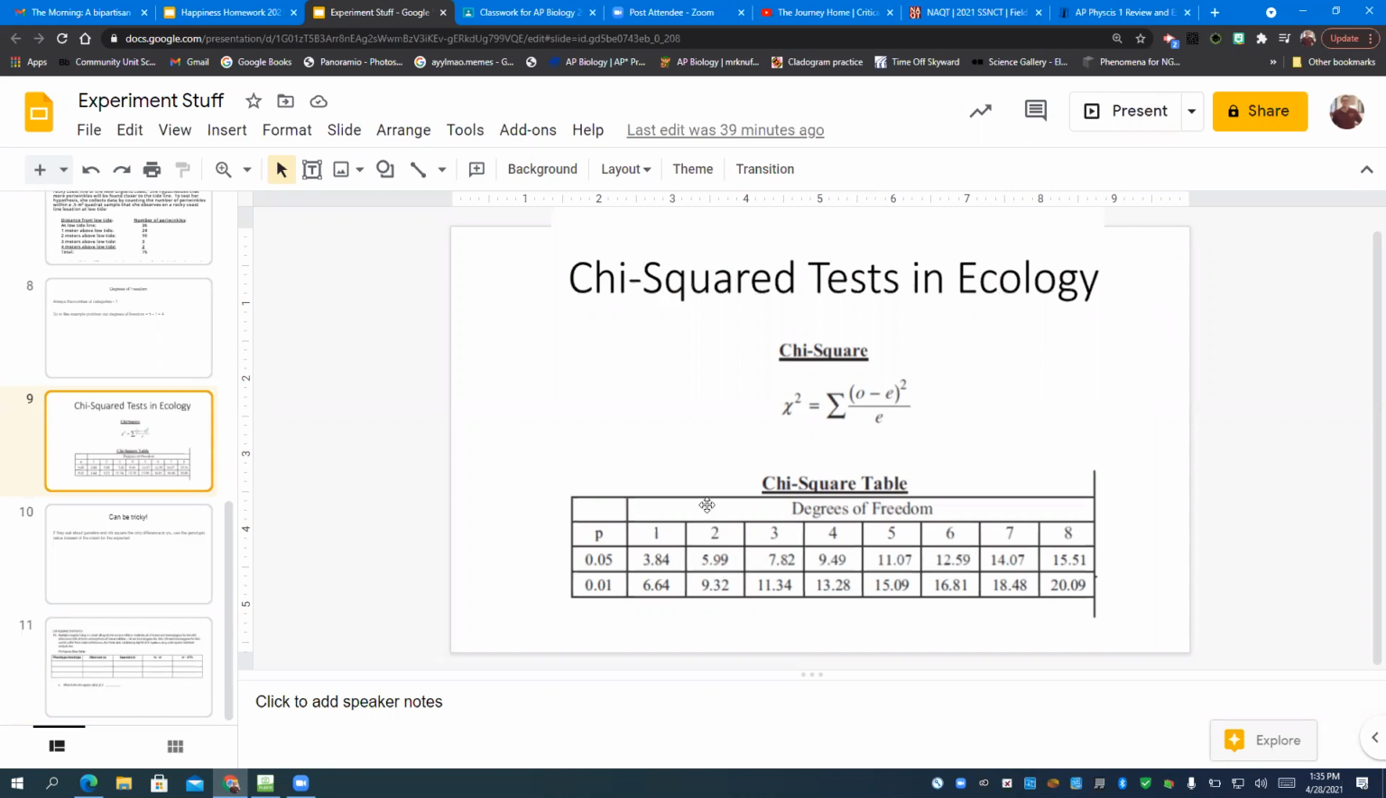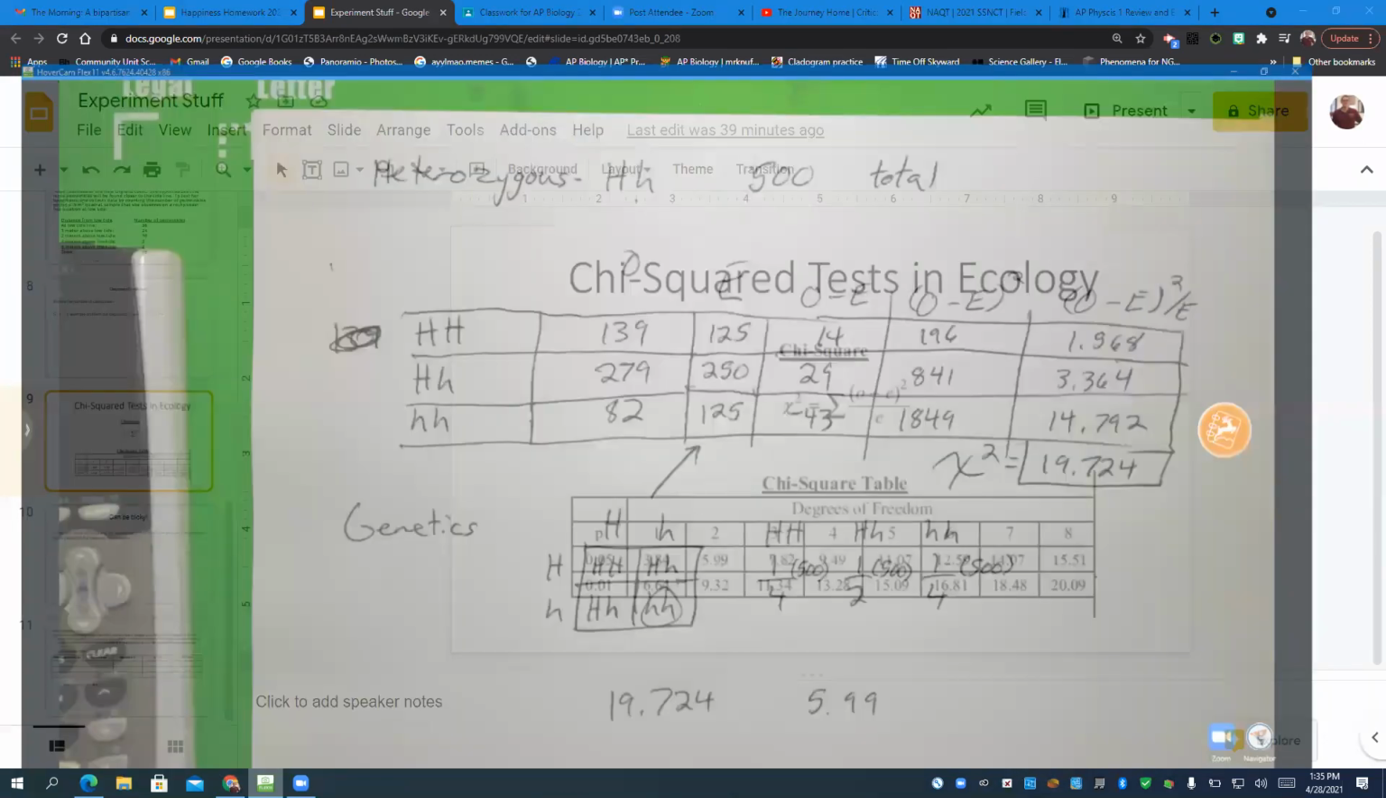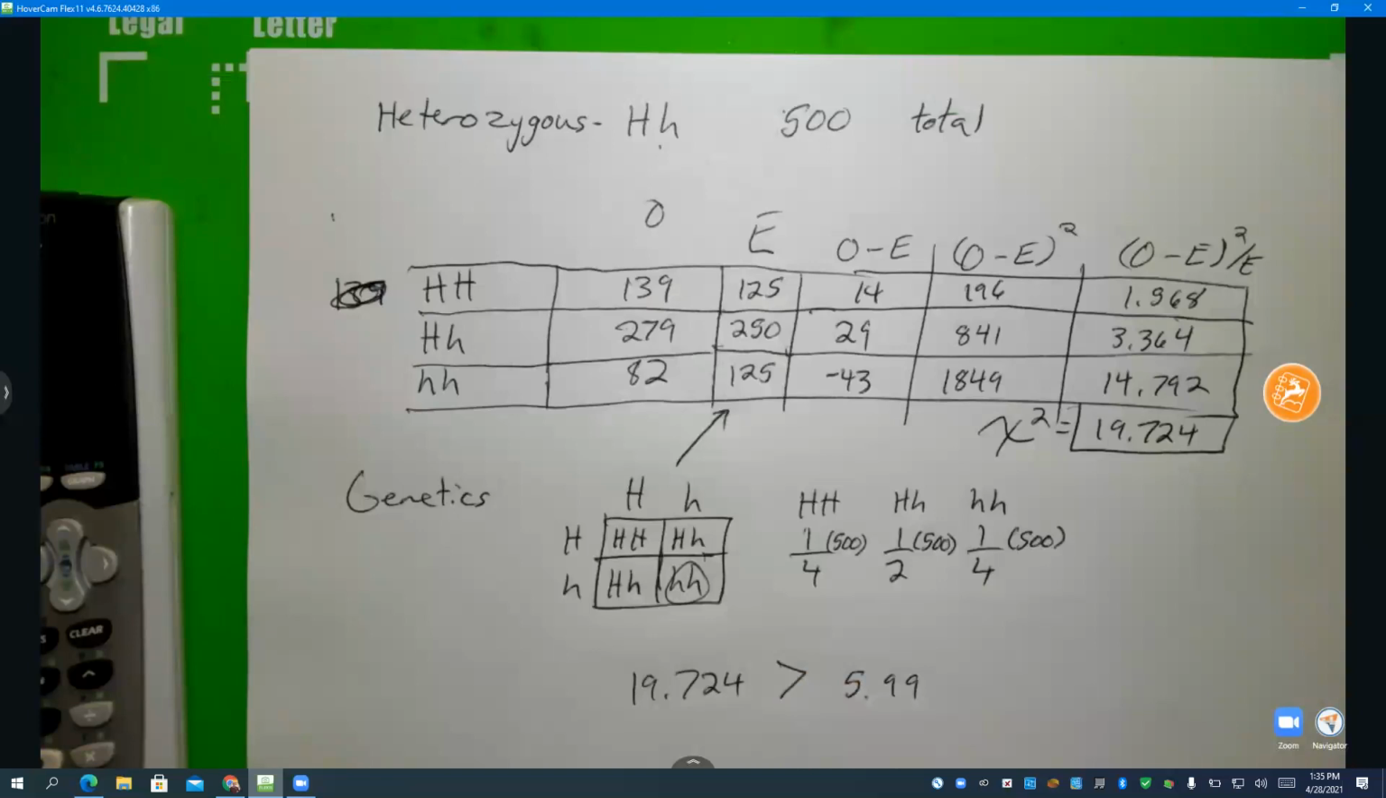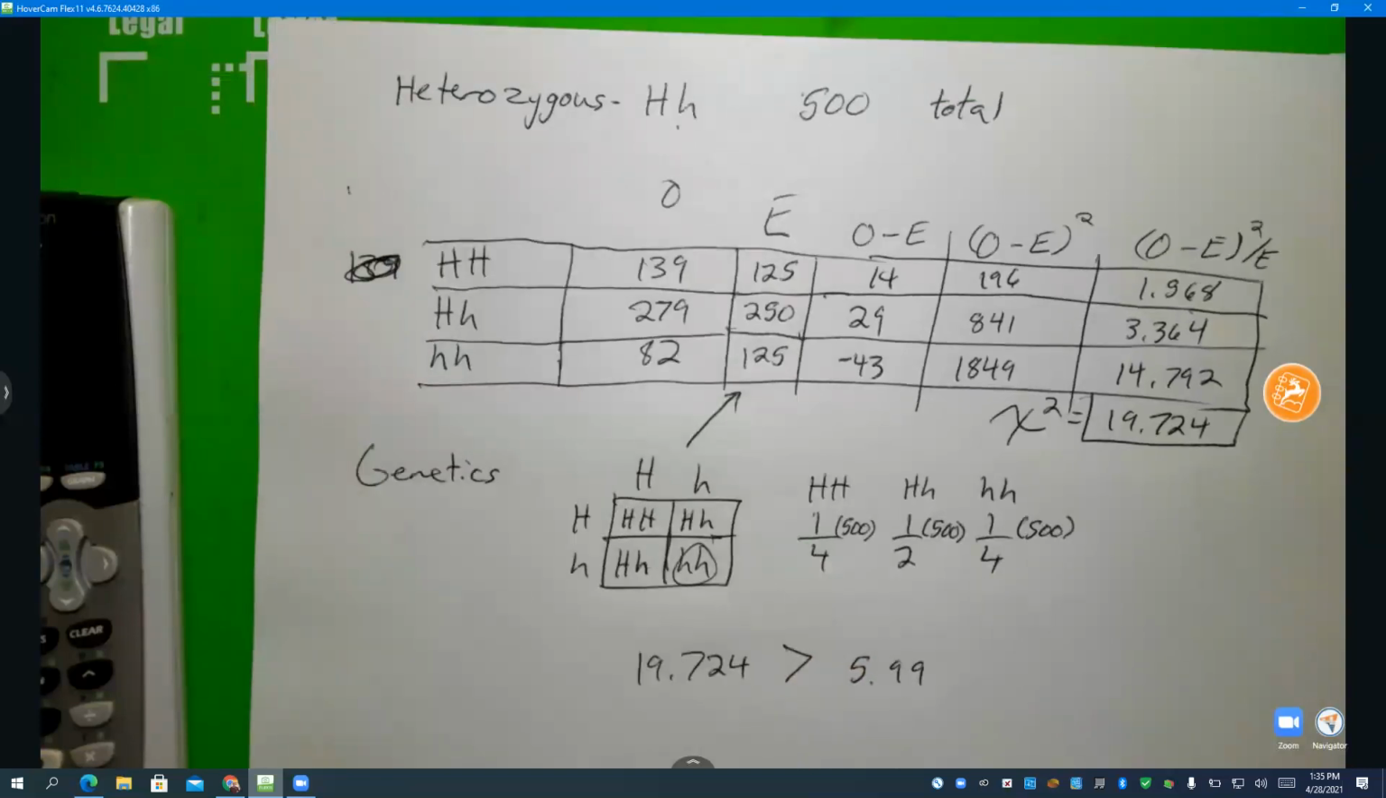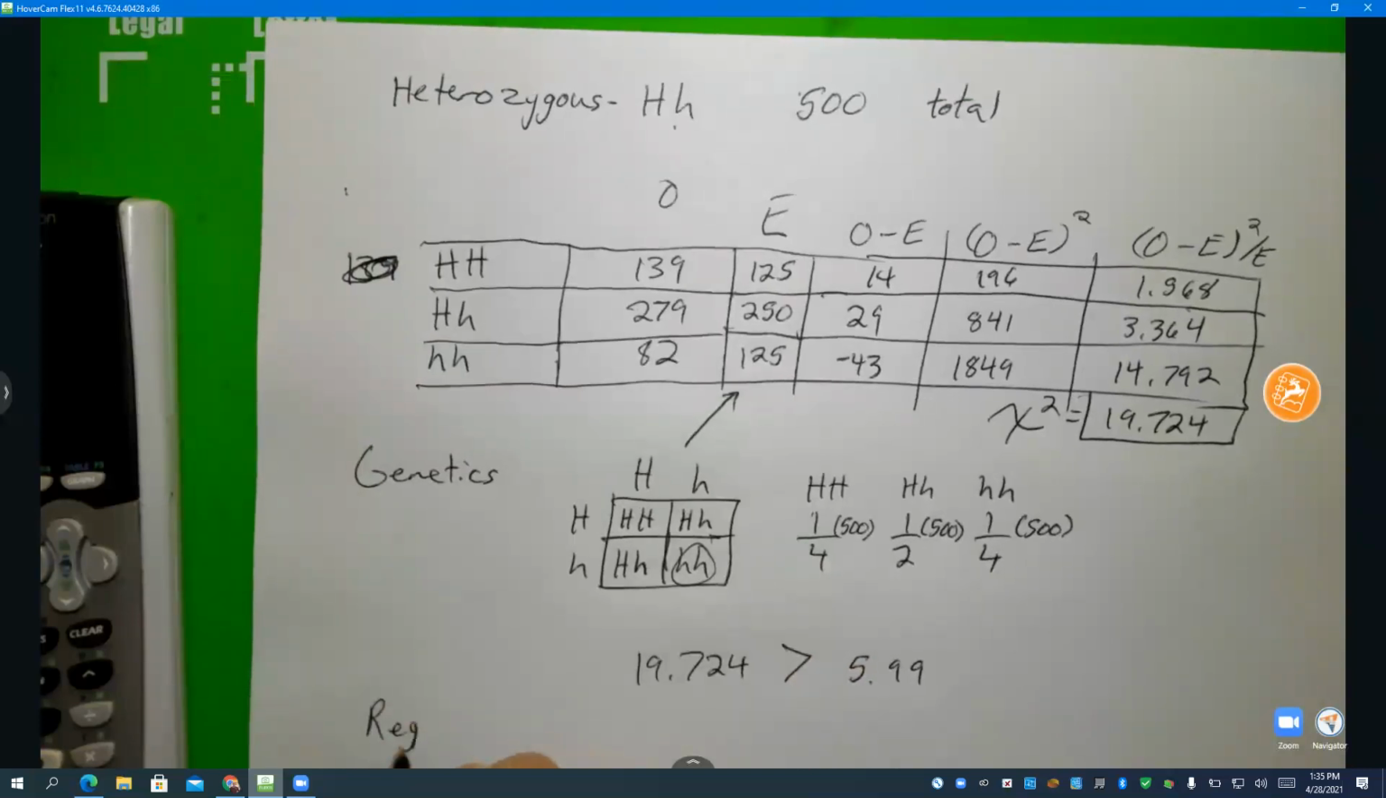Yep. So we're going to compare to 5.99 because we have 3 categories minus 1 to get 2 degrees of freedom. We're going to compare to the p-value of 0.05, which gives us 5.99. So we compare 19.724 to 5.99, and we should see that this is greater. So what does that mean? Yep, you can reject the null again.